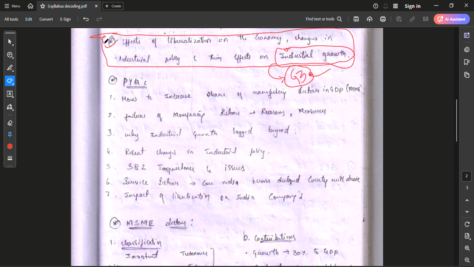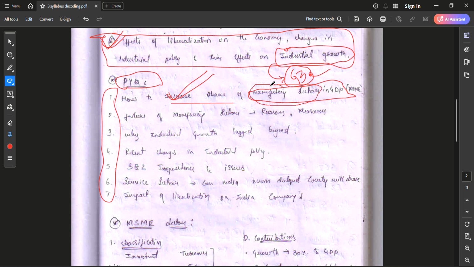For this topic there are some PYQs which are related to it. I have written the PYQs, under which there are some themes which have been regularly repeating in the last 10 years. I have written down each and every theme here. From the last 10 years I got these 7 topics which are highly important and highly repetitive. I will read each one. How to increase the share of the manufacturing sector in the GDP. This is the theme. The manufacturing sector is the theme.